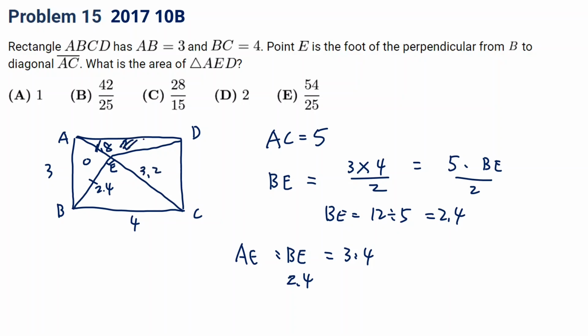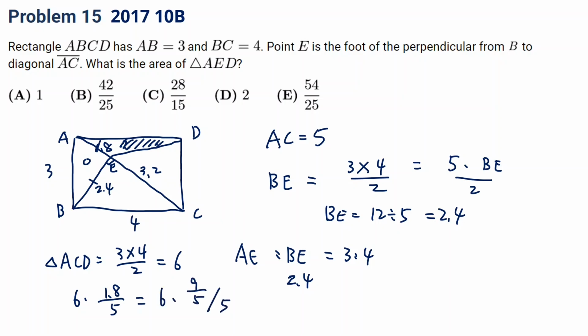So for the area of AED, we can say the area of ACD is equal to 3 times 4 divided by 2, which is 6. And for triangle AED, the area will just be 6 times 1.8 divided by 5. That's a base ratio. So it's going to be 6 times 9/5 divided by 5, which is 54/25.